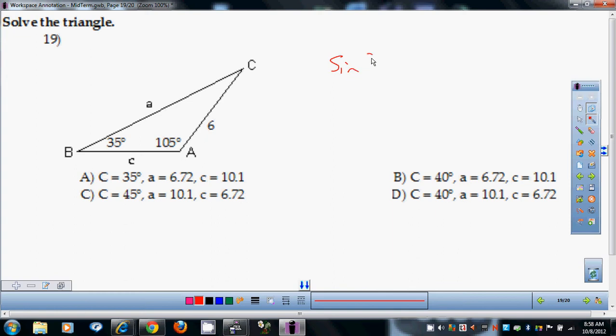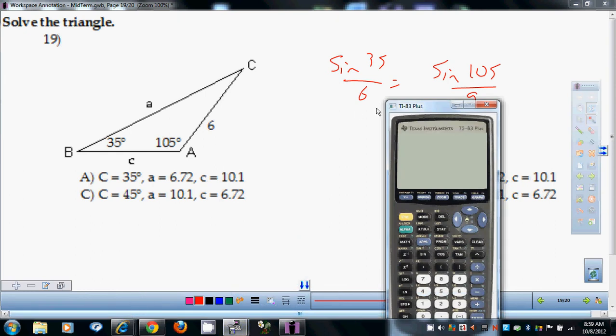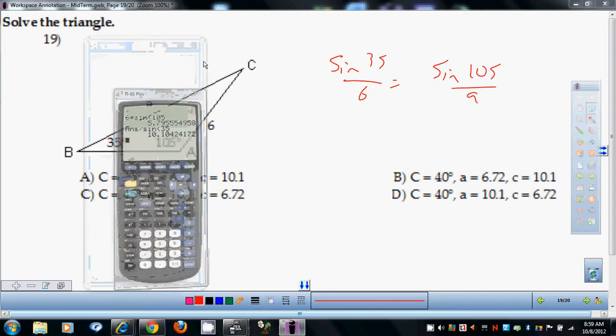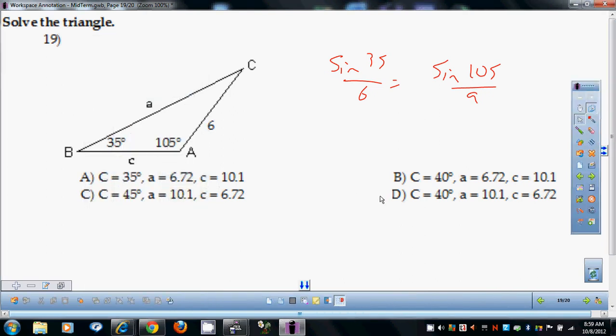So, sine 35 over 6 equals sine 105 over A. Proportions, people, proportions. Cross multiply. Bang. Clear. 6 times sine 105 divided by sine 35. And the answer is 10.1. So therefore the answer is D.